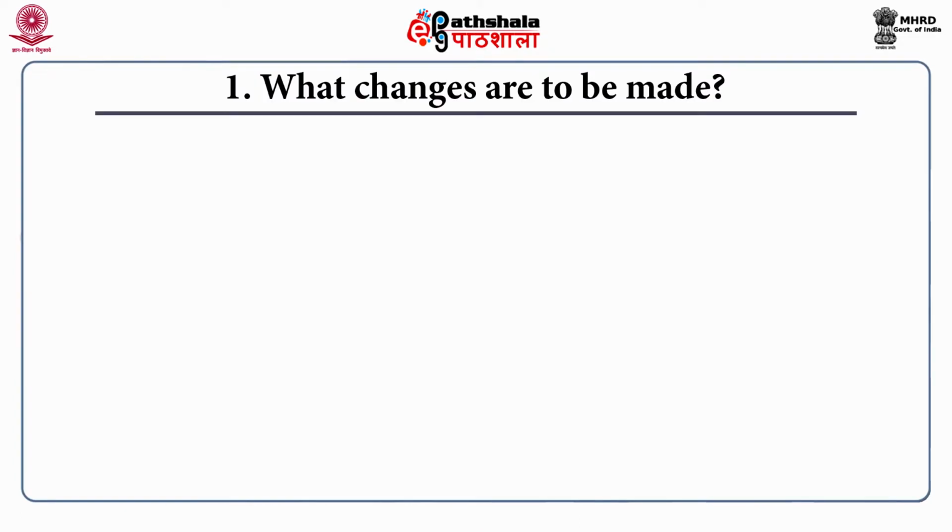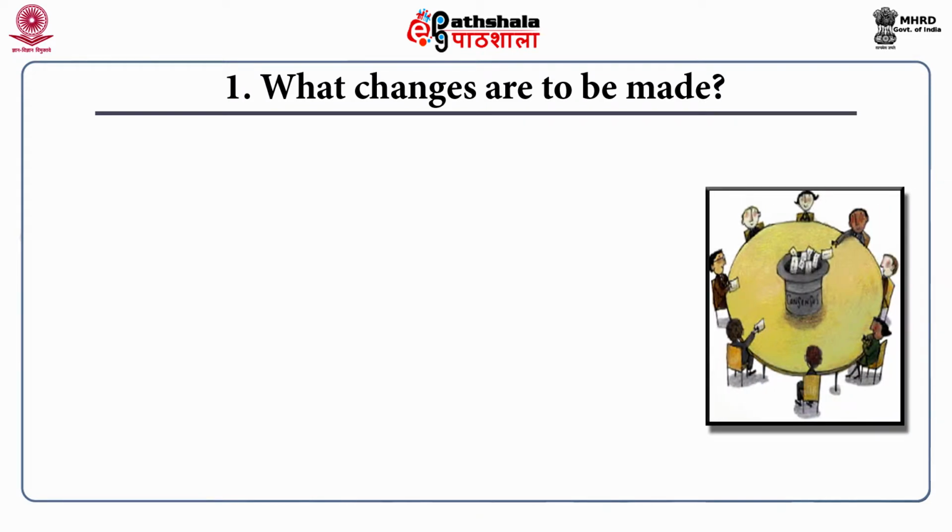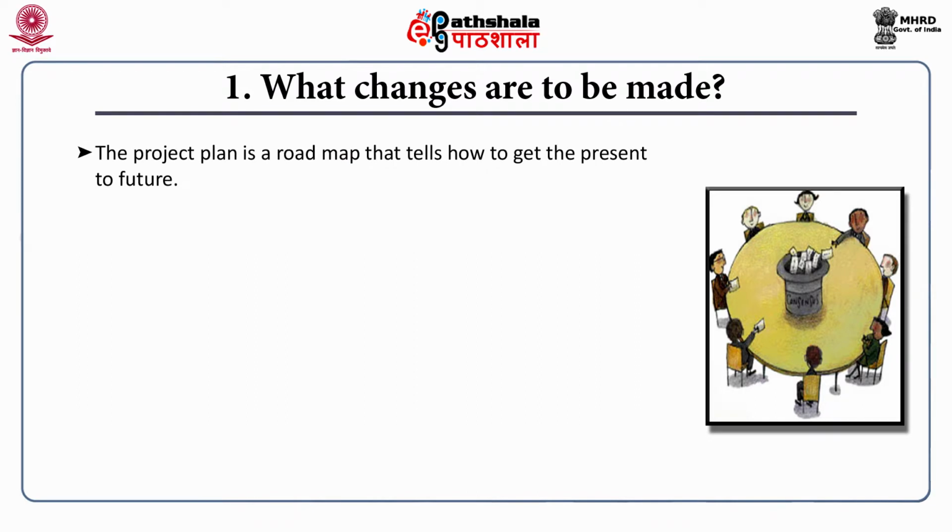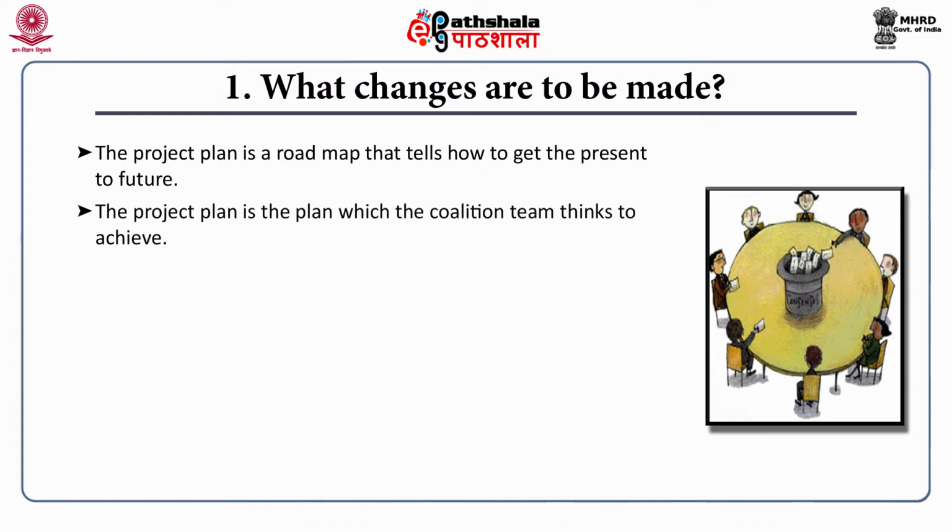What changes are to be made? An activity and project plan must be produced that identifies the critical steps during the transition period. The project plan is a roadmap that tells how to get from the present to the future. The project plan is the plan which the coalition team thinks will achieve the change.